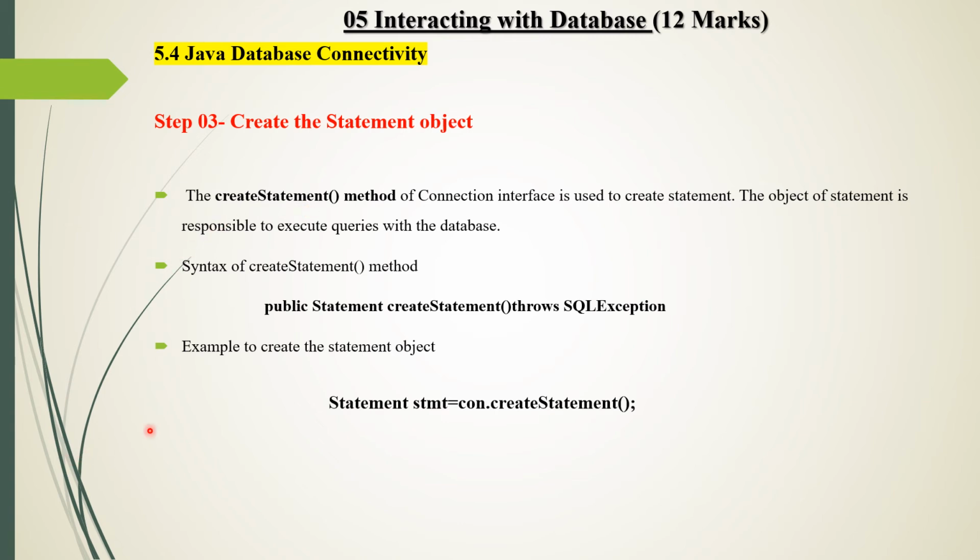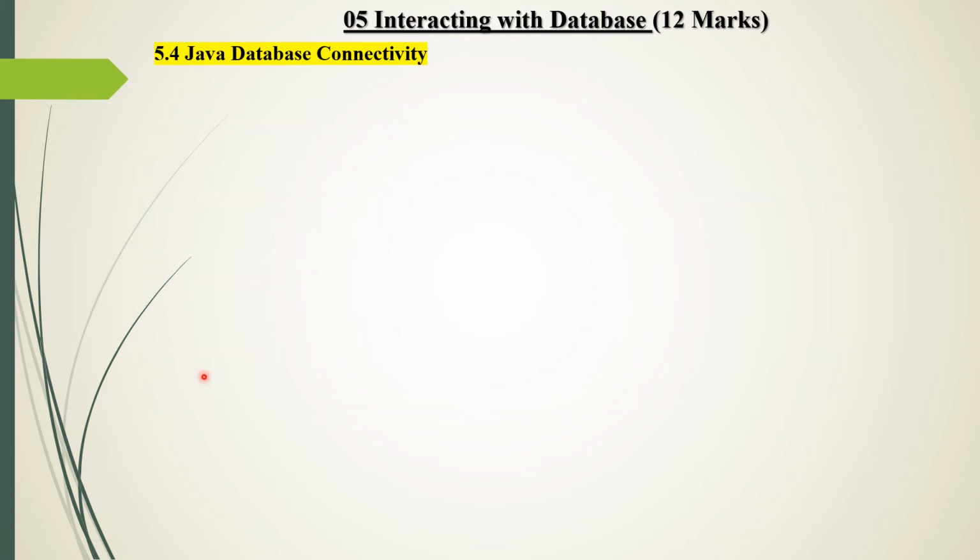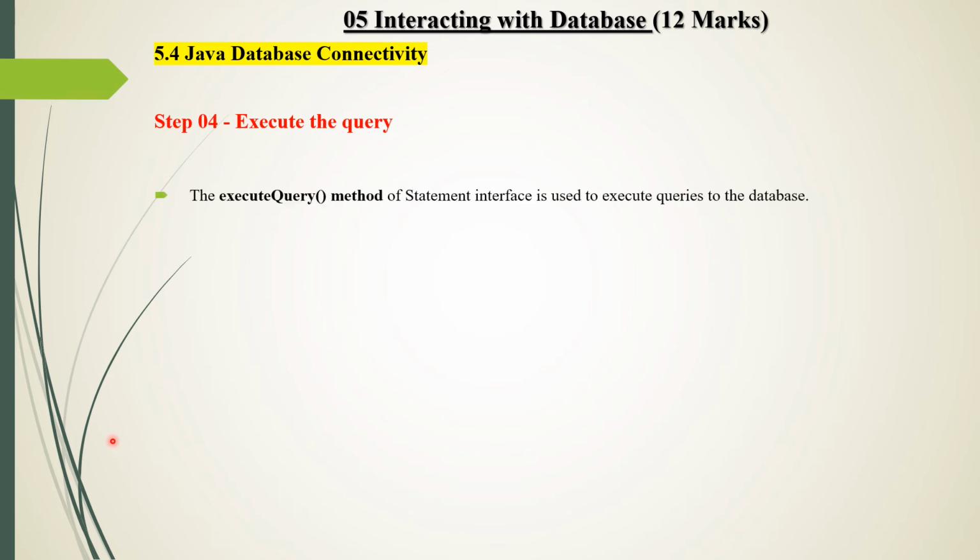This is the third step, and in the third step the createStatement method is used. Remember the methods. Every step has one respective method, and remember the syntax of that method. Only 5 steps are there: first, second, third, and in the next step, the fourth step, execute the query. In the fourth step, the executeQuery method of the Statement interface is used to execute the query on the database. This method returns the object of ResultSet that can be used to get all the records of the table.